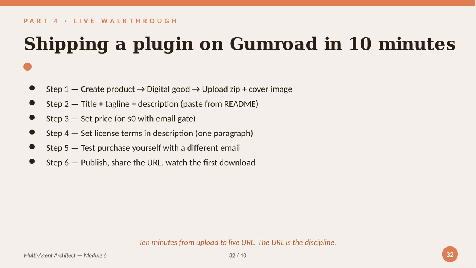Step 3. Set price. 1 number. Or 0 with email gate enabled. Either works. Step 4. Set license terms in the description. 1 paragraph. This plugin is licensed for single-user commercial use. Redistribution prohibited. Modifications permitted for internal use only.